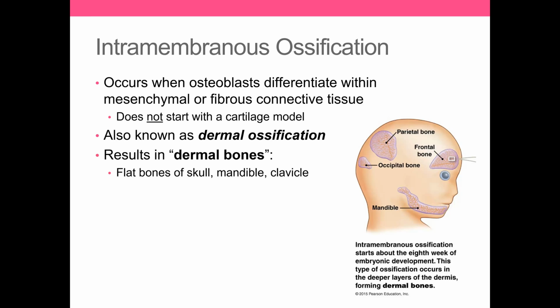because it results in what's called dermal bones, because it's actually taking place in the embryonic dermal layer of the skin. And this is how you get the flat bones of your skull, like the parietal bone, the occipital bone, the frontal bone, your mandible, which is your lower jaw bone, and your clavicle, which are your collarbones.